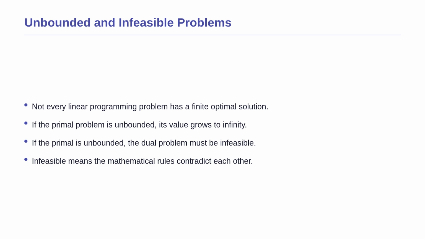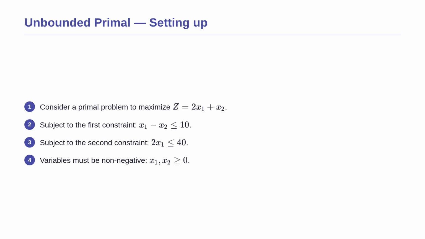Let us look at an example to see exactly how this contradiction happens. We are given a new primal problem where we want to maximize z equals 2x1 plus x2. This is subject to two constraints. The first is x1 minus x2 is less than or equal to 10. The second is 2x1 is less than or equal to 40. As always, our variables must be non-negative.